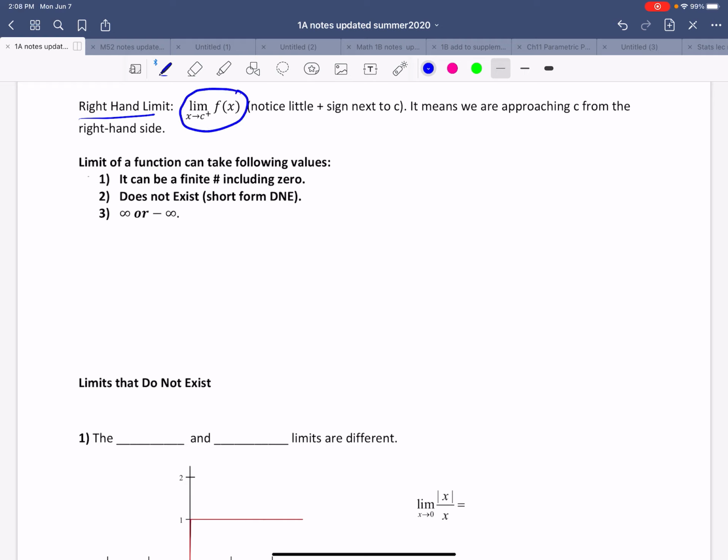So the limit of a function can take the following values. It can be any finite number including 0: 0, 1, 2, 3, any negative number, any positive number, any decimal, any fraction. The limit may not exist, and we would write does not exist when it's going to two different numbers from either side. Or it may be infinity or negative infinity. Even when it's infinity or negative infinity, we would say it does not exist because the limit is a number, and that number does not exist if my y value is going to infinity.